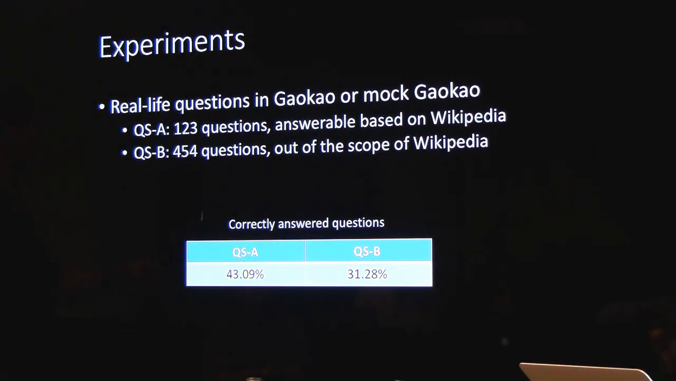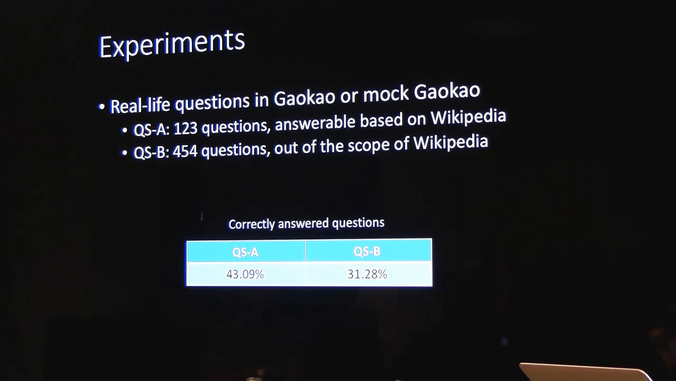You might be interested in results. We have tested our approach on real questions in Gaokao. We collected more than 500 questions from Gaokao in history. Only choice questions, right? No others. Yeah, just multiple choice questions.